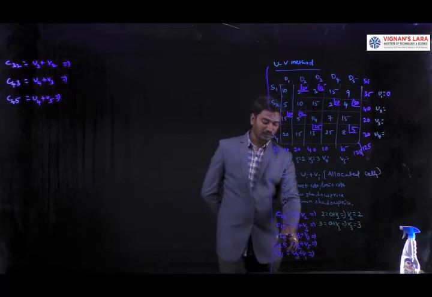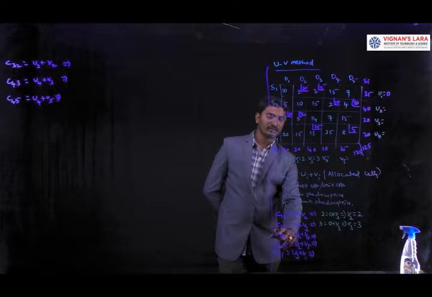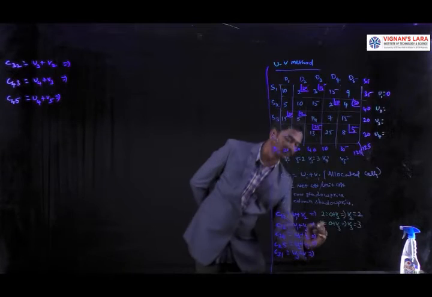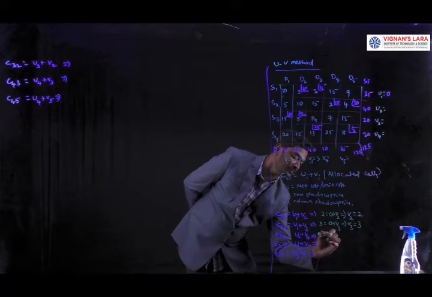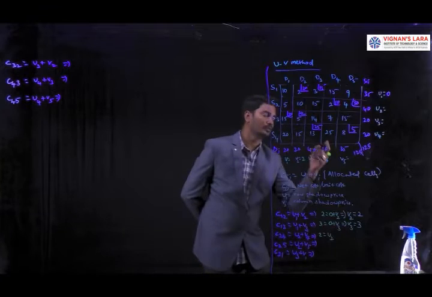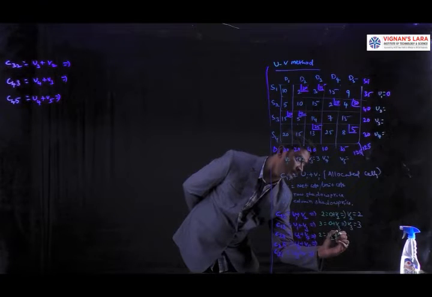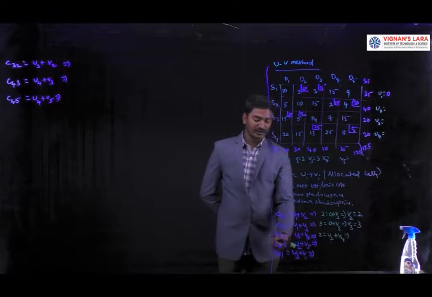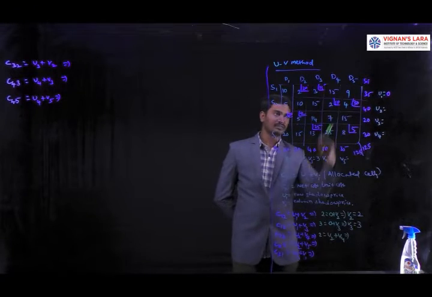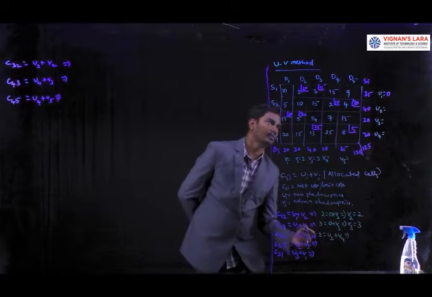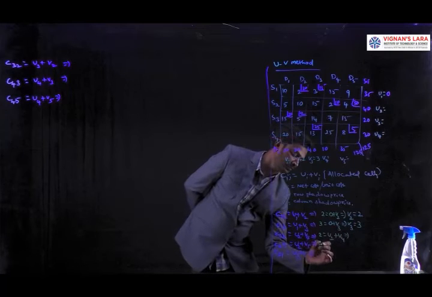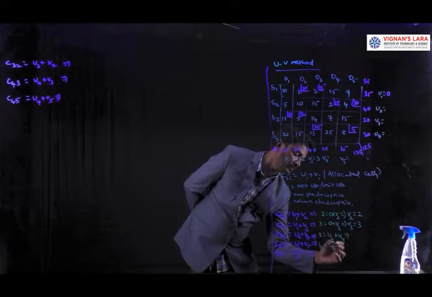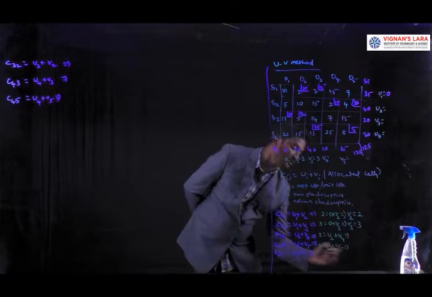Next, coming to the third one, C24. Here the C24 value is 2, which is equal to U2 plus V4. Here we don't know the U2 value, and V4 also we don't know. Next, going to another one, C25. What is the C25 value? C25 is 4. So 4 is equal to U2 plus V5. Here we don't know U2 and V5.